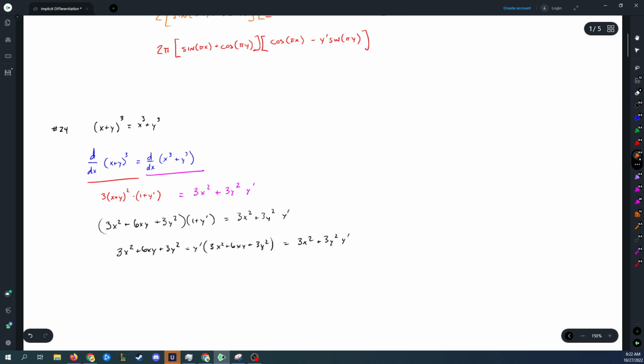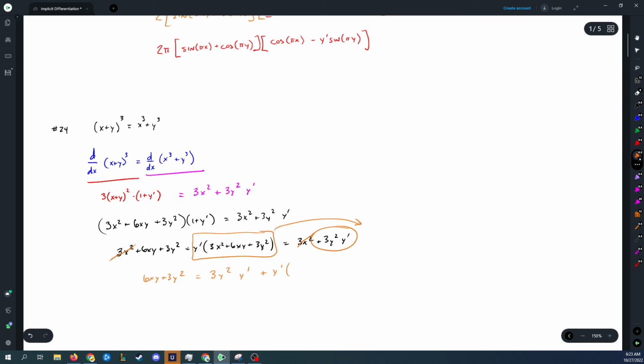What I really want to do is I really want to get this term and this term together. So I'm going to subtract 3x squared from both sides. When I do that, these two cancel out. They'll eliminate one another. And now I've got 6xy plus 3y squared. And I'm moving this one over. So this is going to be equals 3y squared y prime plus y prime.